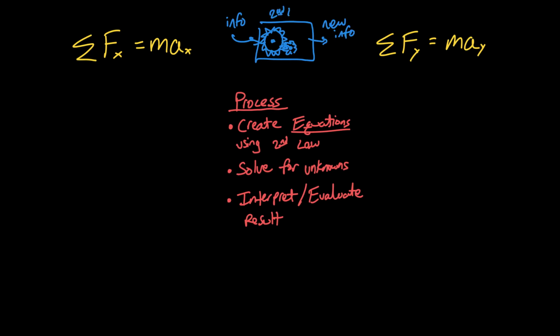This is the second law machine. Okay, and so that's what we're doing here. And then after we create the equations, we can solve for unknowns, and then we can interpret and evaluate our results. And when doing this in numbers, of course, we get numerical answers, and then we can take a look at those and see if they make sense.